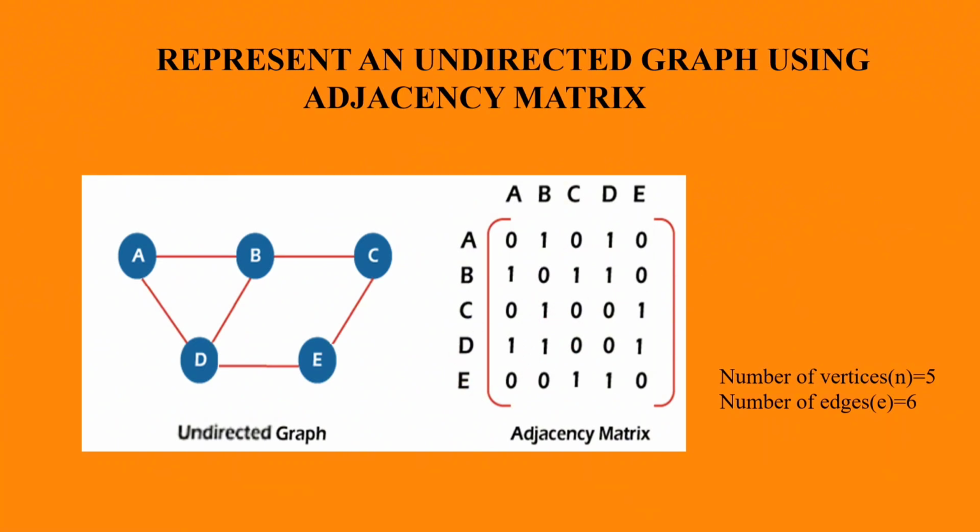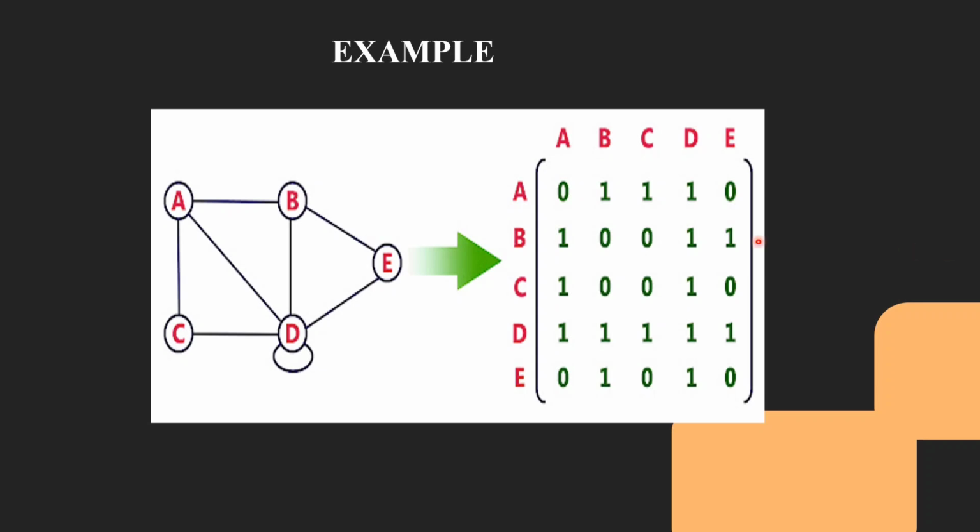In the next example, I will explain how to draw the adjacency matrix when there is a self loop. So this is a self loop. In this graph, there is a self loop from D to D. Add 1 at D to represent it in the matrix.